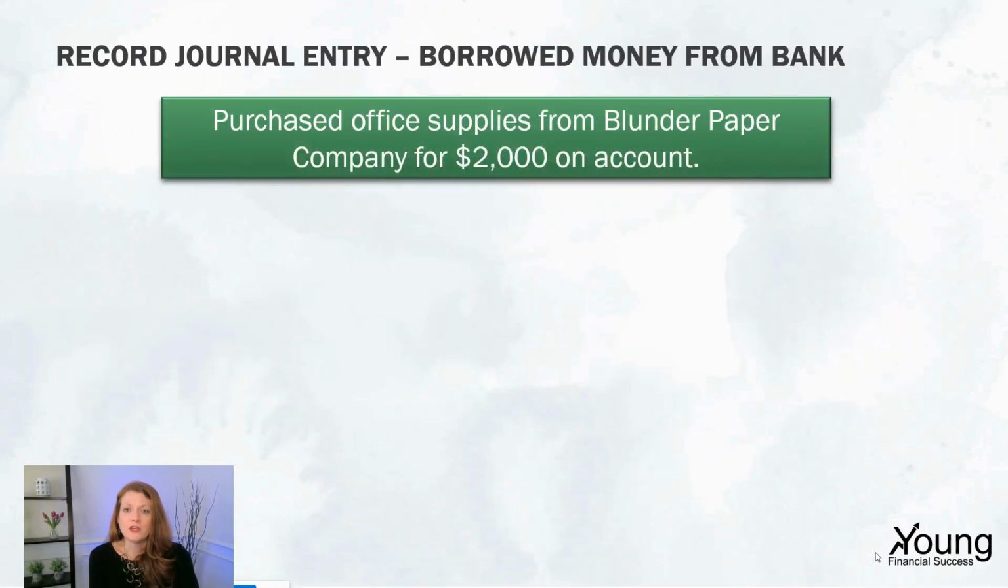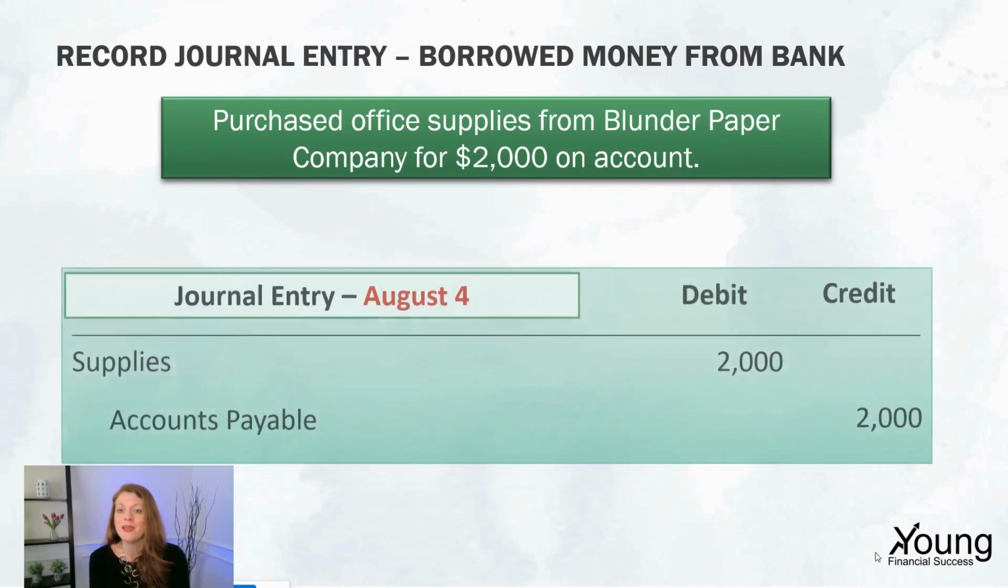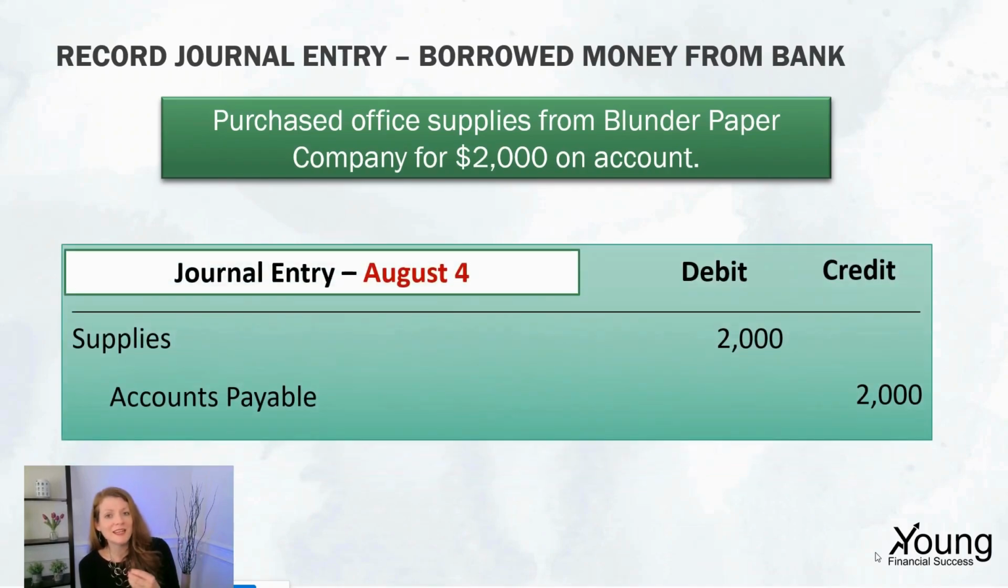All right, so now I did not label the top of that correctly, borrowed money from the bank. No, we're not borrowing money from the bank. They're purchasing office supplies from Blunder Paper Company for $2,000 on account. So since it's on account, we know they have not paid cash for it yet. So they're bringing in an asset. So we debit supplies and we credit accounts payable because it told us it was on account. So they're going to be paying the cash for that later.